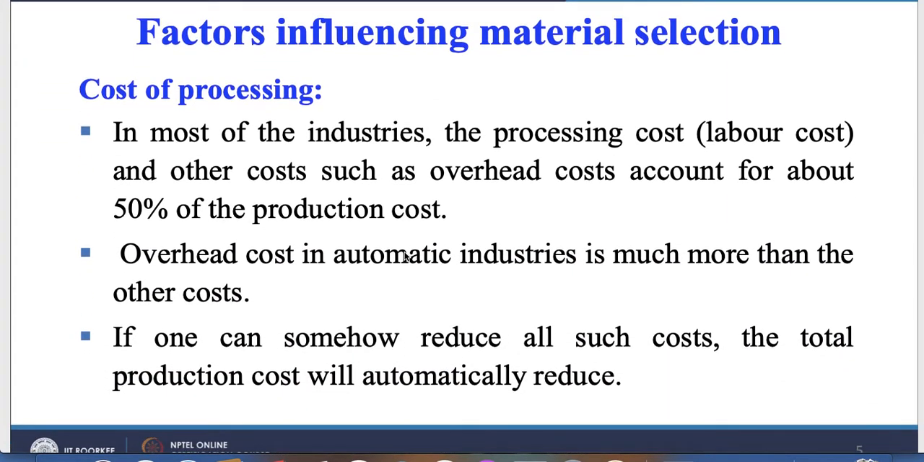Now, the next factor influencing material selection is cost of processing. In most industries, the processing cost, that is labor cost and other costs such as overhead cost, accounts for 50% of production cost. Out of your whole production cost, 50% goes to processing. Overhead cost in automatic industries is much more than the other costs, while labor cost will be less. If somehow you can reduce these costs, the total production cost will automatically be reduced and you will get more profit. So you can select your material accordingly.